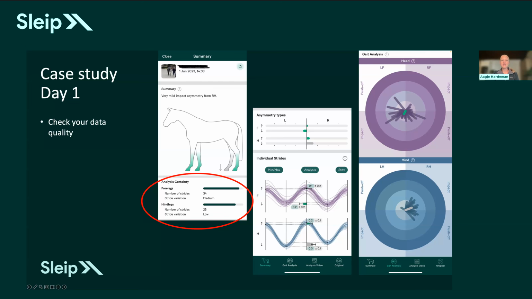So as you can see, there are 34 strides collected for the forelimbs and 23 strides collected for the hind limbs. And that is something to keep in mind. Why is there such a difference? Well, we can only track the hind limbs when the horse is trotting away from you. And that is one of the main reasons that you should always collect 2 laps of trotting on a straight line. And of course, you aim for a low variation because you want the horse to be as steady as possible. But how do you actually do that?